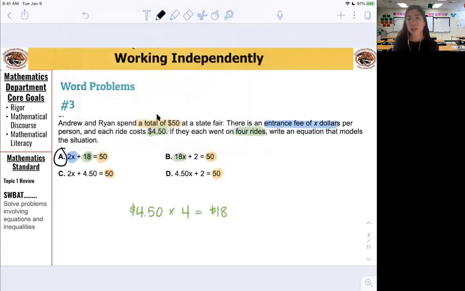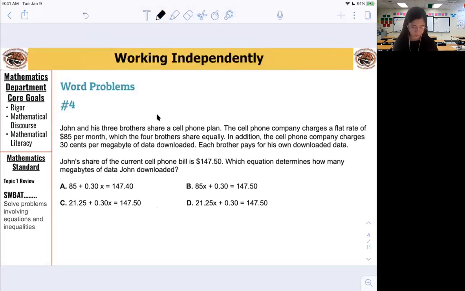So with this type of question, it's really a lot about matching and looking at your answer choices and trying to see where those numbers came from until you find the one that matches the scenario the best. So let's do another one that's very similar.